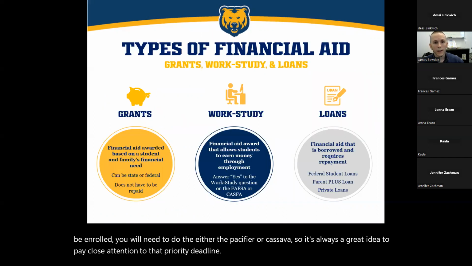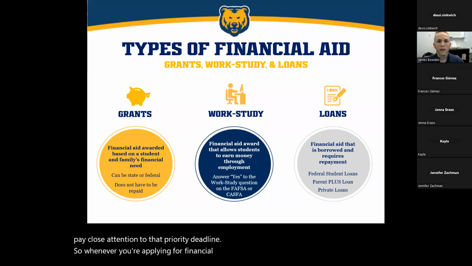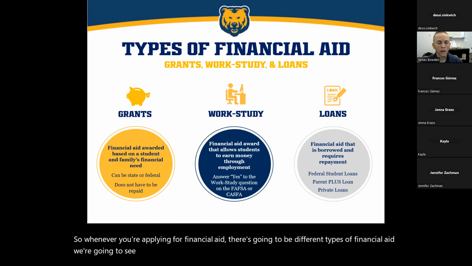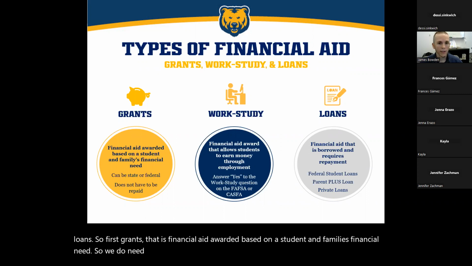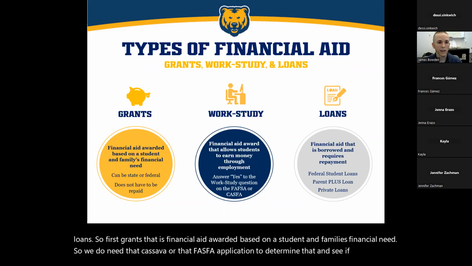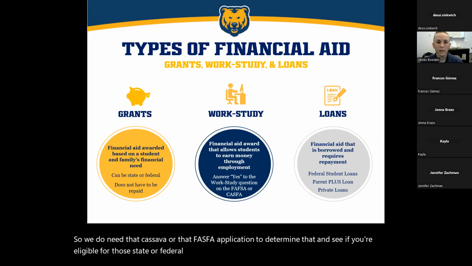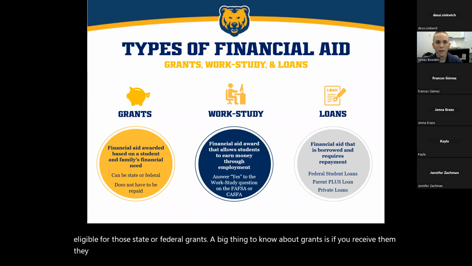Whenever you're applying for financial aid, there are different types of financial aid we're going to see if you're eligible for. It could be grants, it could be work study, it could be loans. First, grants: that is financial aid awarded based on a student and family's financial need. We do need that CASFA or that FAFSA application to determine that and see if you're eligible for those state or federal grants. A big thing to know about grants is if you receive them, they don't have to be repaid.